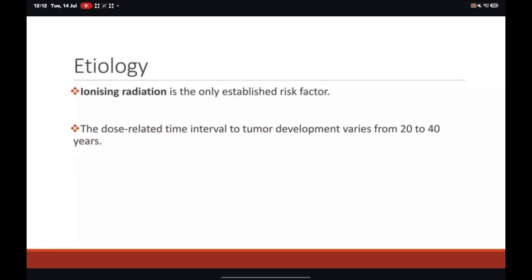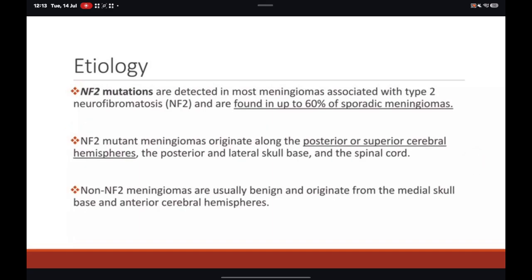Etiology: ionizing radiation is the only established risk factor. The dose-related time interval to tumor development varies from 20 to 40 years. NF2 mutations are detected in most meningiomas associated with neurofibromatosis type 2, and are found in up to 60% of sporadic meningiomas.